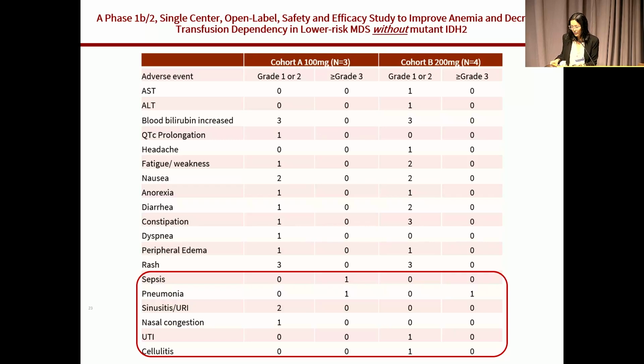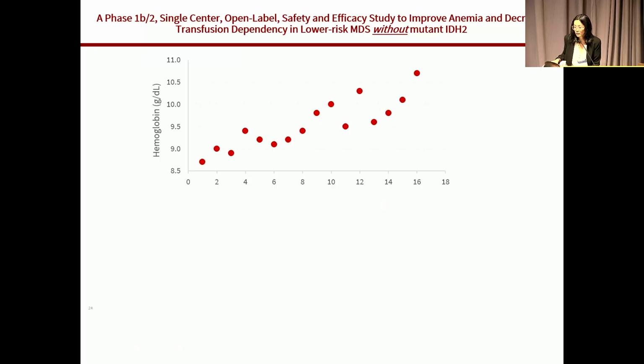And so as the result of the toxicity analysis, essentially, we felt that the 200 milligram dose, which is above the FDA-approved dose, was actually well tolerated and became our RP2D for the phase 2 portion of the clinical trial.